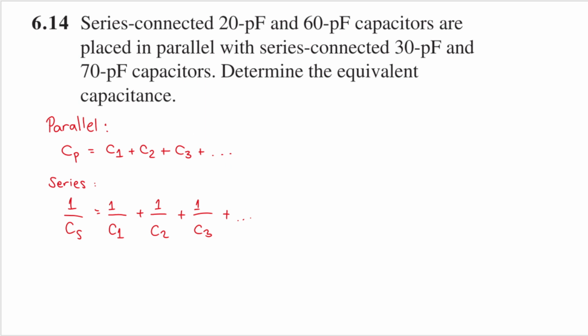But I think we need to draw the circuit first. So let's draw the circuit. We will have a series connected, so we will have 20 picofarad here. Let's label that 20 picofarad. And then we also have this 60 picofarad. Okay, this is the first sentence.